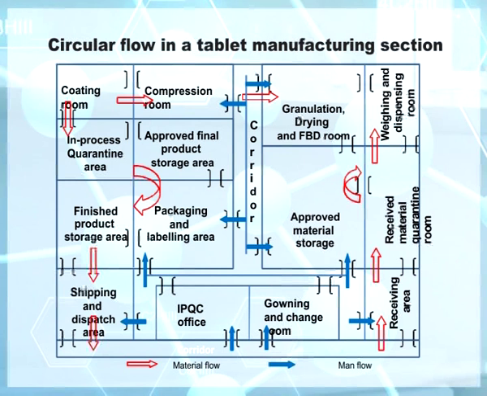Circular flow. A central corridor is provided for men flow. Raw material is received from one corner, then stepwise moves to quarantine, sampling, dispensing, production, packaging and labeling area arranged in circular layout, finally to finished good store and transferred from another end.